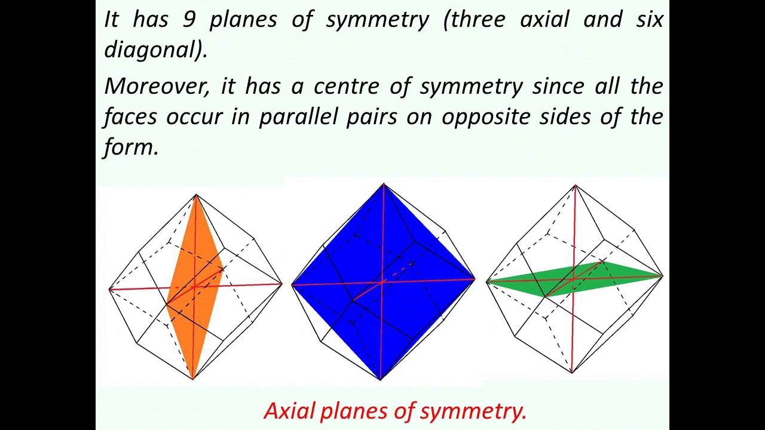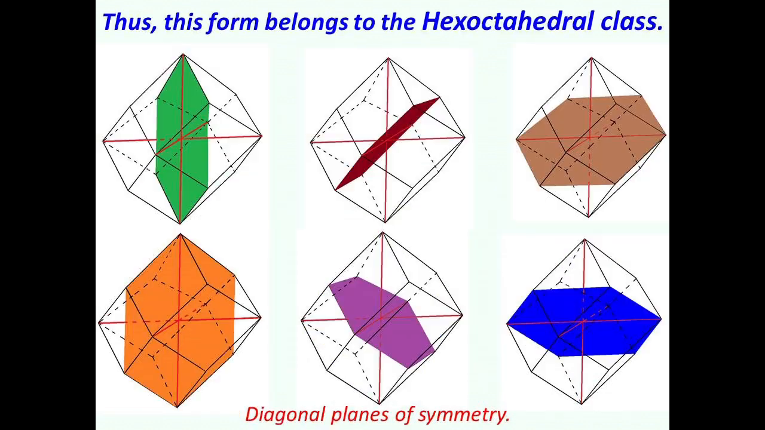It has 9 planes of symmetry, 3 axial and 6 diagonal. Moreover, it has a center of symmetry since all the faces occur in parallel pairs on opposite sides of the form. Thus, this form belongs to the hexahedral class.